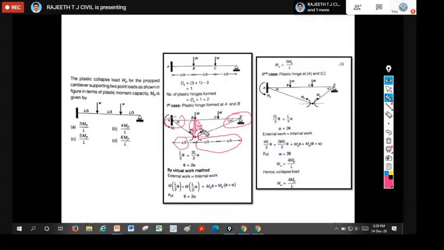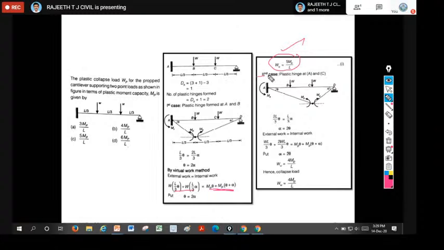For this delta, if you calculate by considering the left-hand side portion, delta equals L by 3 theta. If you consider the right-hand side portion, you get 2L by 3 alpha. If you equate the two, you get theta equal to 2 alpha. So while calculating the answer, anywhere you come across theta, you can substitute theta equal to 2 alpha. Then equate internal work done to external work done, and you get W as 5 Mp by L.